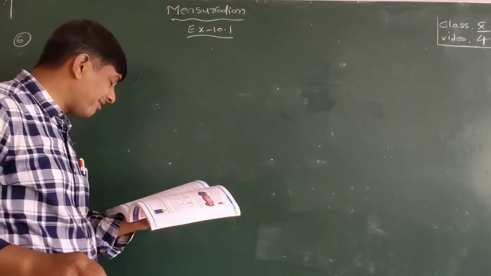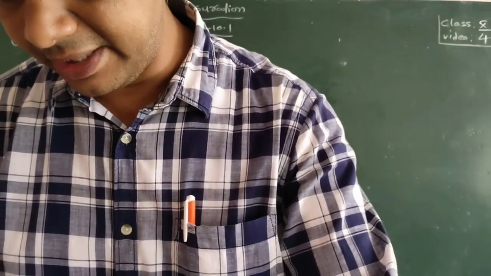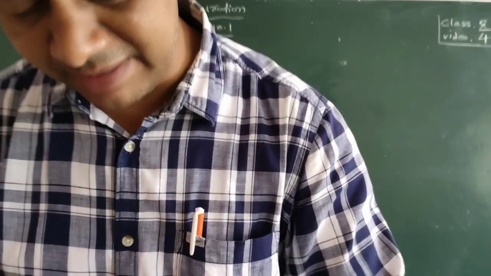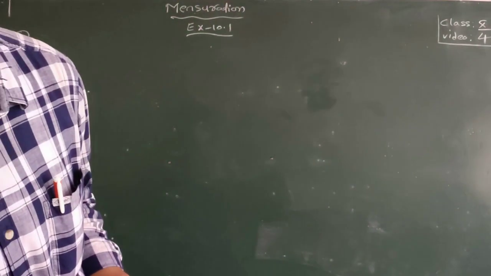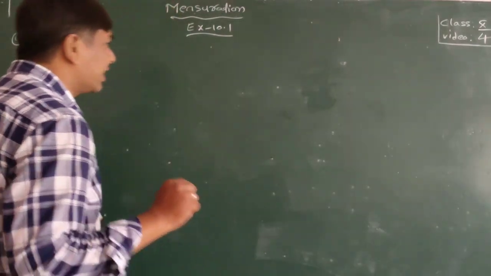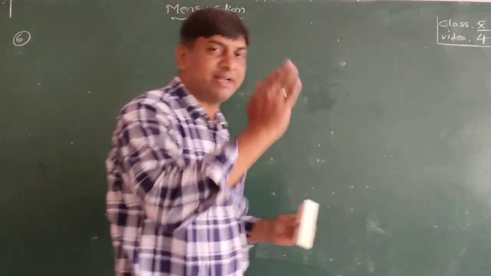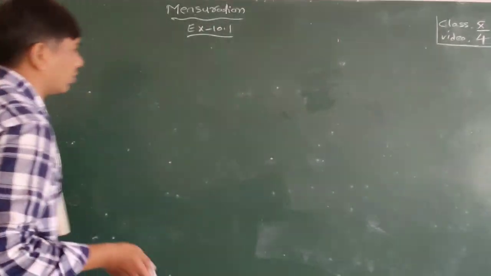A cylinder and a cone have bases of equal radii and equal heights. Show that their volumes are in the ratio of 3:1. In what order are they given? First the cylinder is given, next the cone. So you need to proceed with the cylinder and cone only.